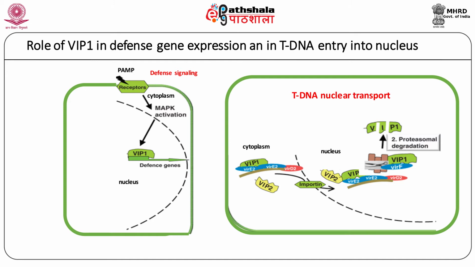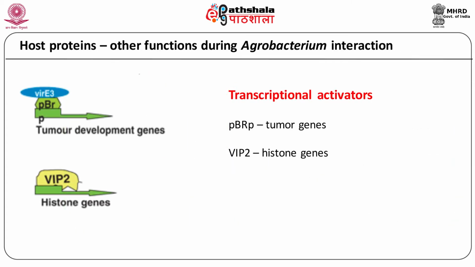Agrobacterium uses this VIP1 protein to transport tDNA into the nucleus by binding VIP1 to VirE2 that coats tDNA. In addition, the VirF effector protein degrades VIP1, thus preventing it from activating the plant defense response. Hence, Agrobacterium has evolved an ingenious way of suppressing host defense by putting VIP1 to its own use. Hence, plant proteins are involved in nuclear import.